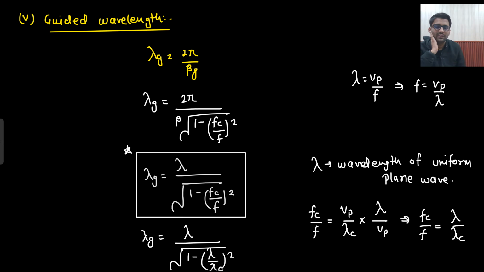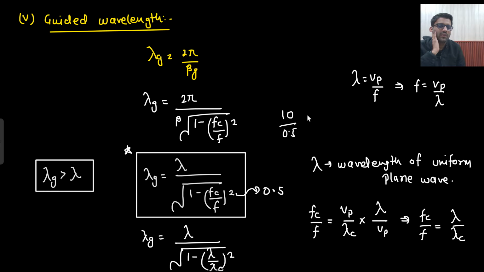What about this lambda g? Lambda g would be greater than lambda because there is an inverse proportion. Or you can see that if this value is some 0.5 and lambda is 10, then 10 by 0.5, what would that be? Lambda g will be 20. So in that manner also you can see that lambda g is greater than lambda.